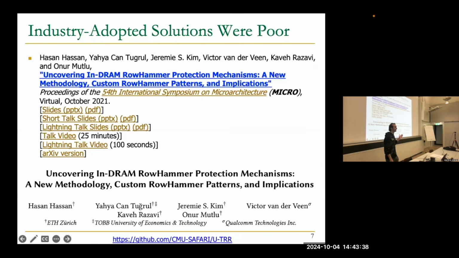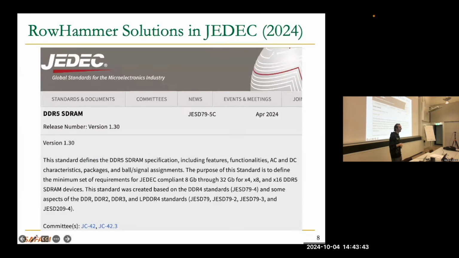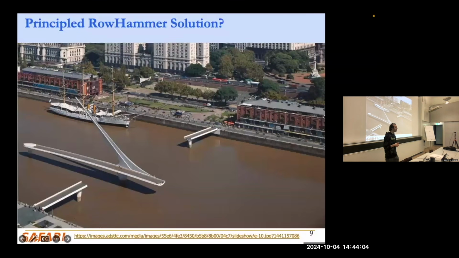I'm flashing two papers that bypass these earlier versions of the mechanisms. I think it is getting better today. Industry is no longer trying to be obscure with their design. They are updating their standards and they're openly telling us how these should be mitigated. The latest JEDEC DDR standard as of April 24 introduces a new mechanism that we will talk about today. And by the end of the lecture, I'll let you decide if this is a principled RowHammer solution.